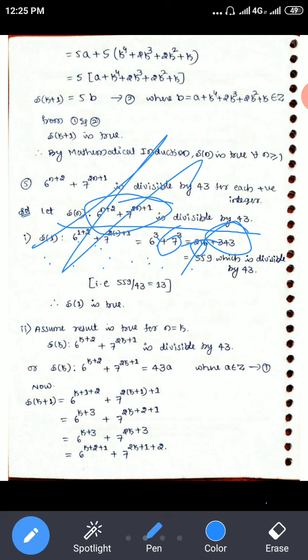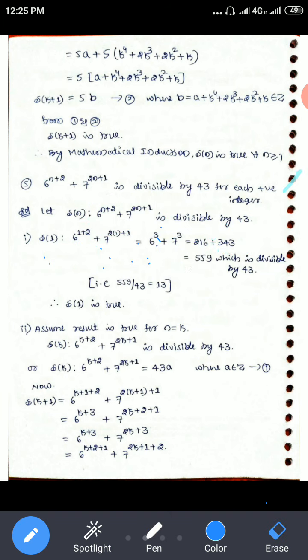So 6 cube is 216, 7 cube is 343. So when you add both, what you are getting, 559. So just 559 is divisible by 43. If you do 559 divided by 43, you are going to get 13. So that's what I wrote here for your convenience. Okay, therefore I can conclude that S(1) is true.